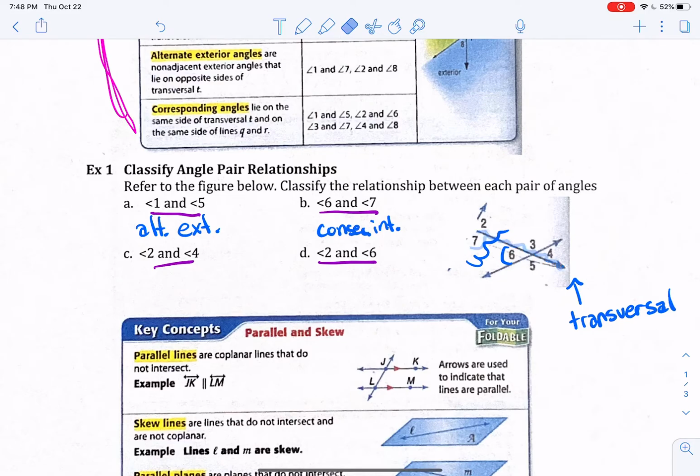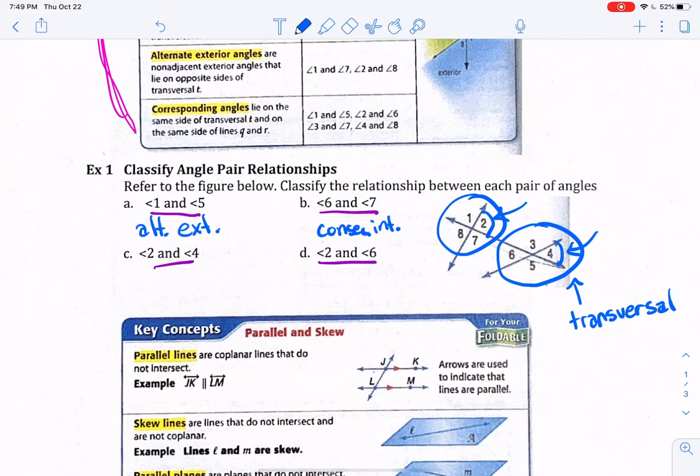Let's go to part C, which is 2 and 4. 2 is this angle, 4 is this angle, okay? Those guys are kind of in the same corner of the intersection. They're both on the right side of the intersection, 2 and 4. So 2 and 4 are corresponding angles, okay?